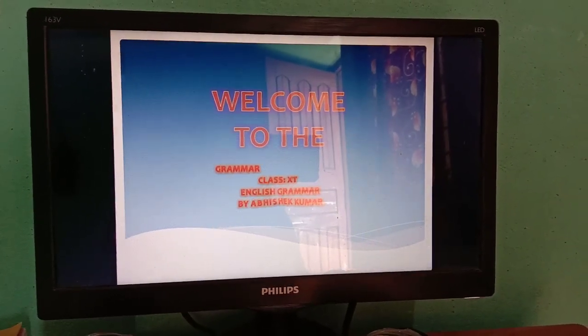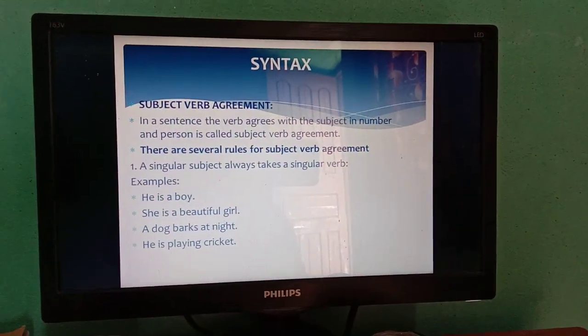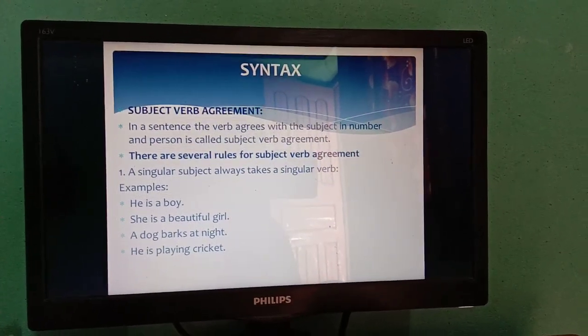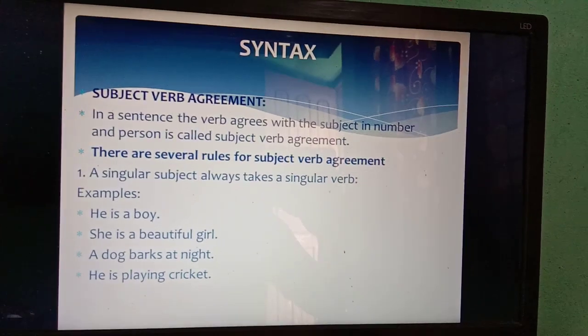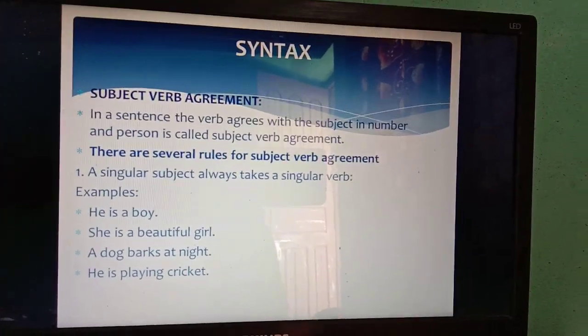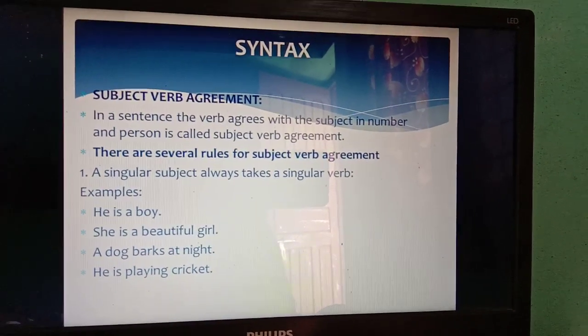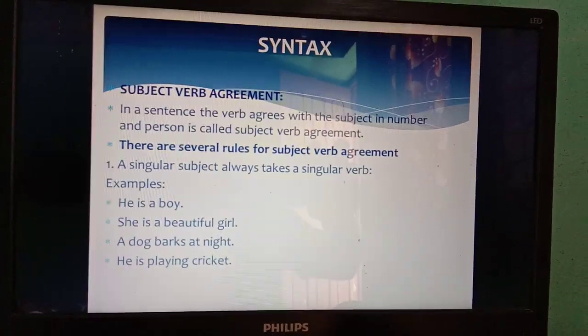So today I am going to deal with the new topic called syntax. Before entering into syntax or subject-verb agreement, let us know what is subject and what is verb.